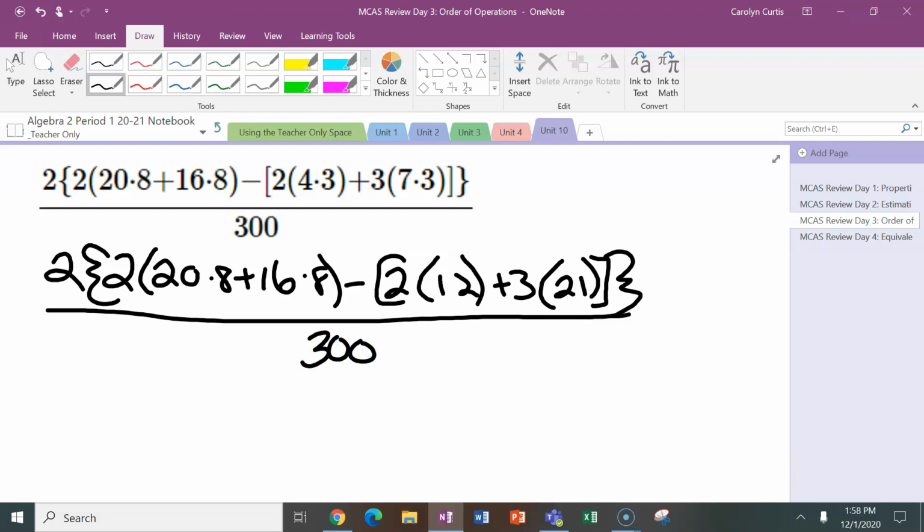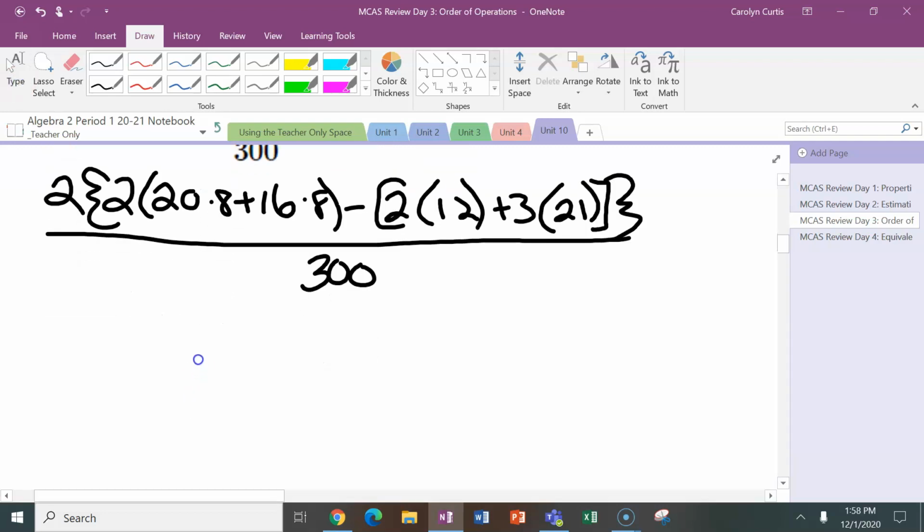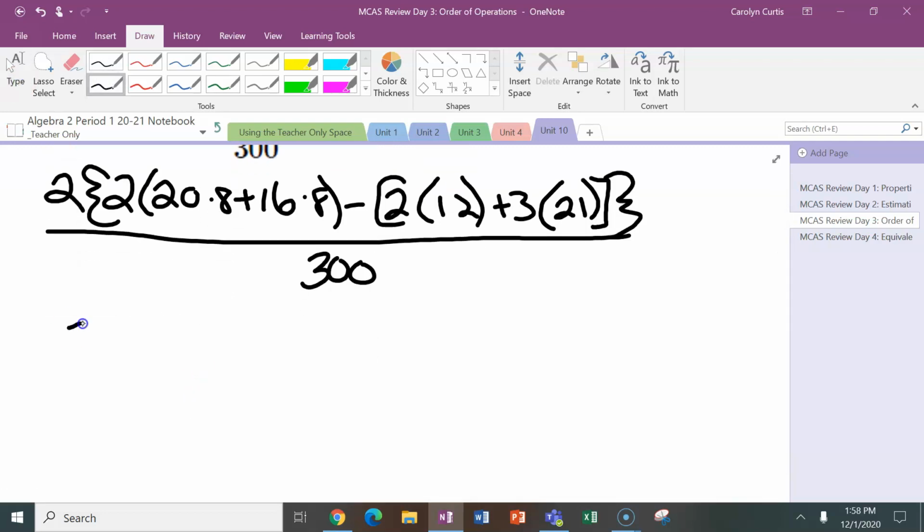So now I'm going to deal with the other set of parentheses that's within. And I have 20 times 8 and I have 16 times 8. So I need to do those multiplications before I can do the addition. Again, you want to make sure you are writing it every single time so you can see exactly where you are.